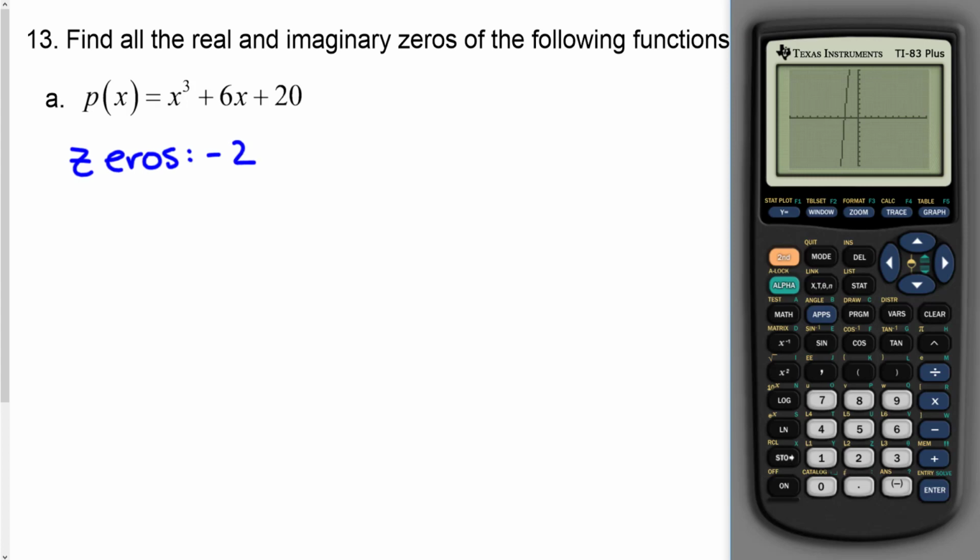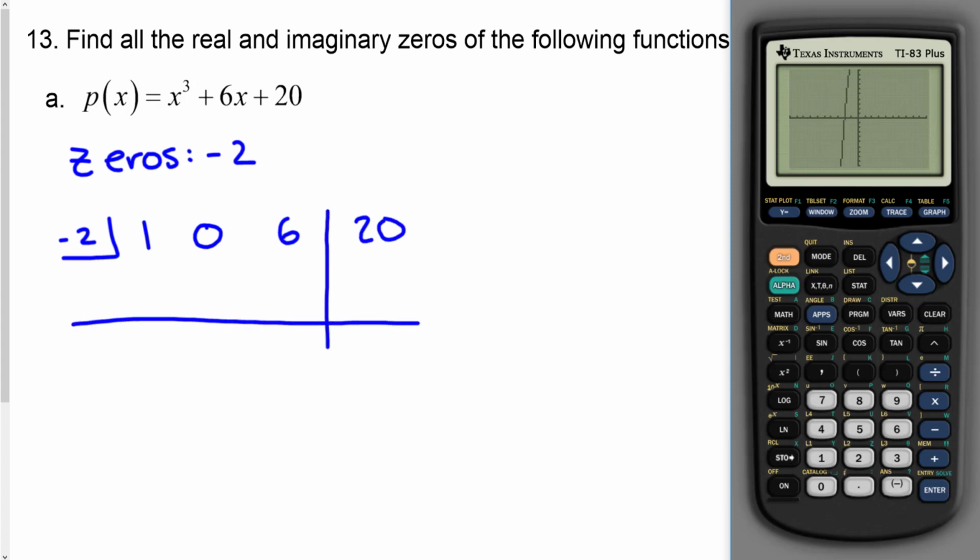is -2. What I need to do now is factor that out of my polynomial using synthetic division, and then see what remains after that. So x cubed has a coefficient of 1. There's no x squared term, so I'm going to put a 0 in as a spacer. x has a coefficient of 6, and my constant is 20.